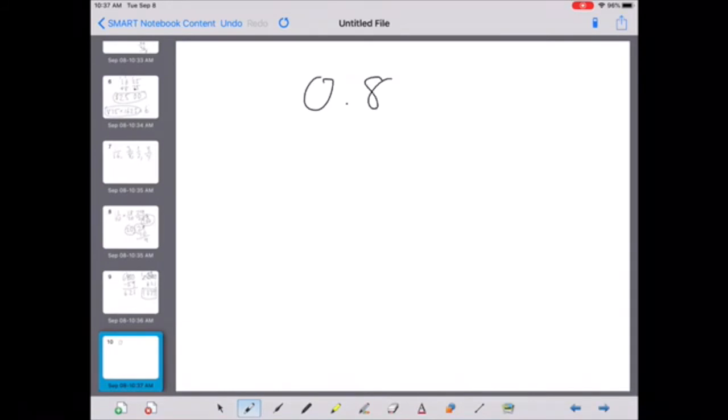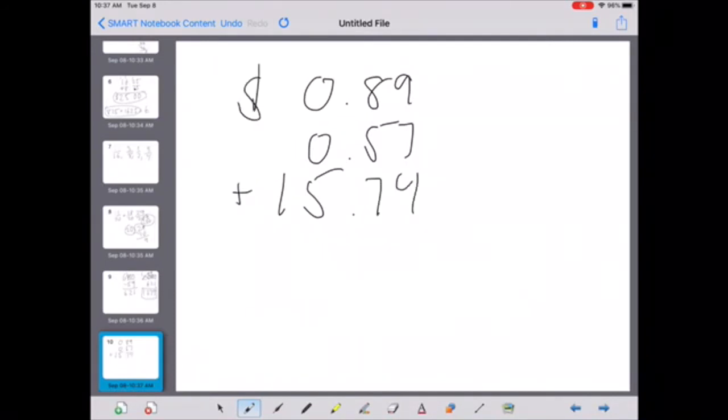Number 22, we're adding money. The first one is 89 cents. I make it look like $1. The next one is 57 cents. I switched it to dollar format, and I did that because the last one is $15.74. So they all need to look the same.